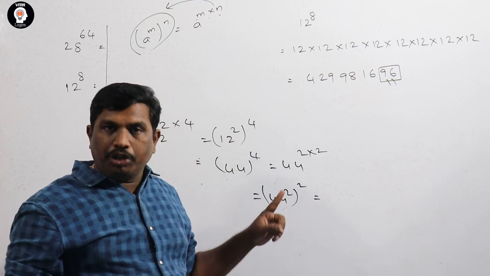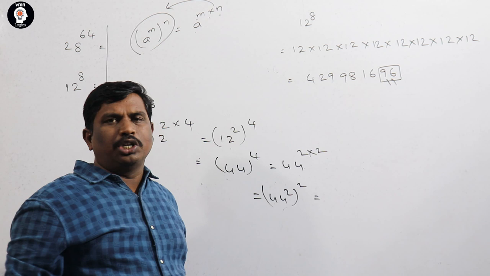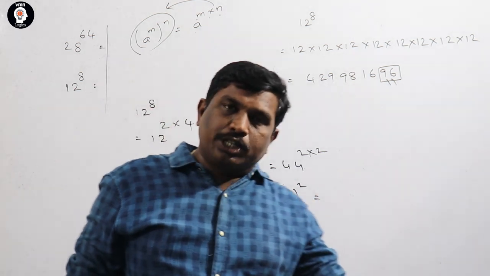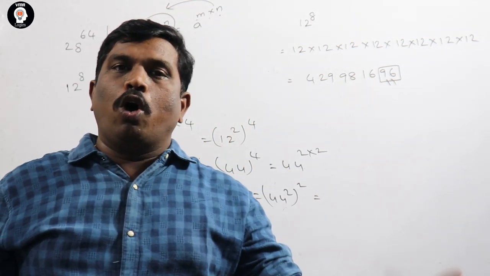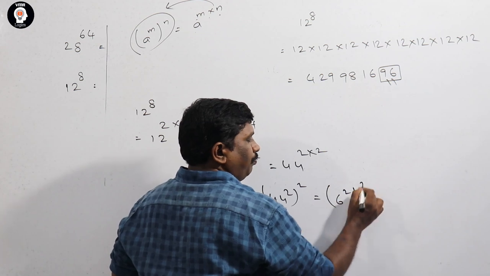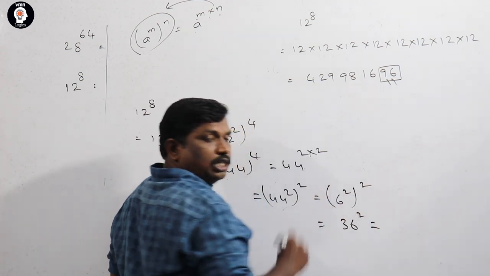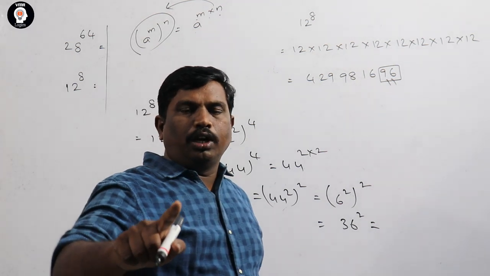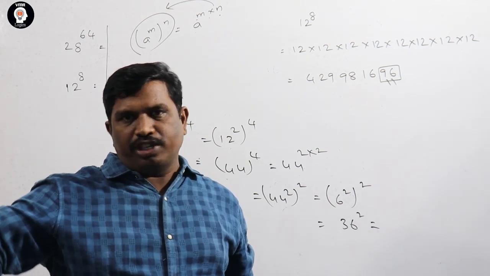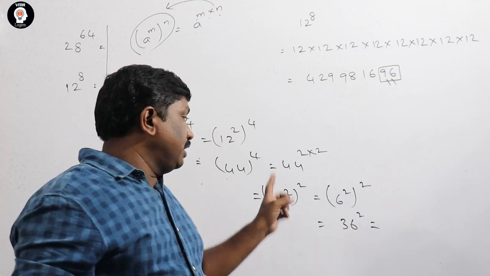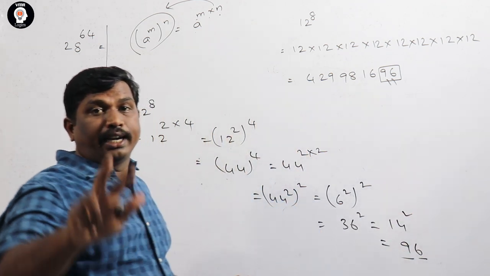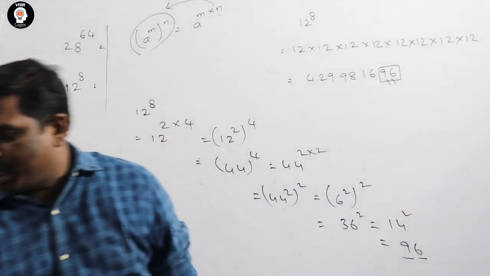Now tell me, do you know the last 2 digits of 44 square? No, I don't know. Maybe you can use some formulas. I told you: x square, (50 minus x) square, (50 plus x) square, (100 minus x) square all have the same last 2 digits. Based on that, I am writing 44 square as 6 square whole square. 6 square is 36, so 36 square, which I again don't know. So 36 square: 50 minus 36 is 14 square, 50 plus 36 is 86 square, 100 minus 36 is 64 square, all with the same last 2 digits. Among these the smallest is 50 minus 36, 14 square. 14 square is 196, so the last 2 digits are 96. The answer is 96, check it out.